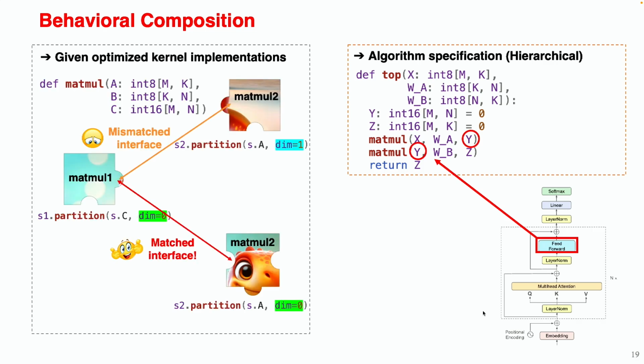Since different function arguments may require different layouts, we need to ensure the consistency of the function interface and the actual variables passed into the function. So for example, the y here, used as the output of the first kernel and the input of the second kernel, needs to be consistent. Otherwise, if the interfaces mismatch, then the kernels cannot be connected together.